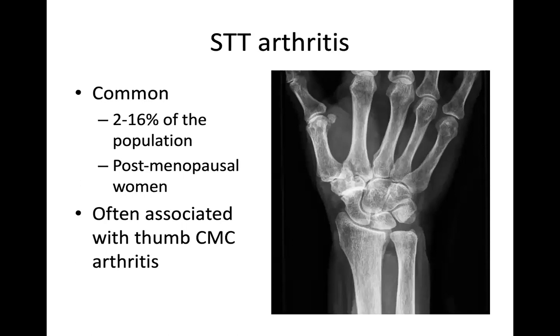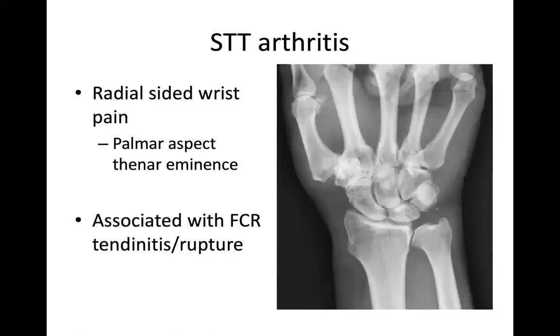Okay, so a little bit on STT arthritis. It's very common, 2 to 16% of the population, and it's most common in postmenopausal women, just like CMC arthritis, and often the two go together. There are not many patients where you have isolated STT. It normally affects both sides of the trapezium.